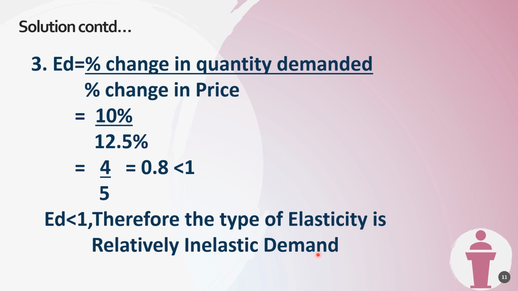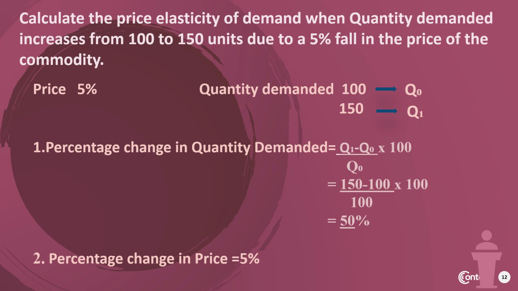So we have to state what type of elasticity it is after we find the final value of elasticity of demand. Let us try out another problem. Let us read it first. Calculate the price elasticity of demand when quantity demanded increases from 100 units to 120 units due to a 5% fall in the price of the commodity. So you see, it's worded in a different way now. So you have to understand.